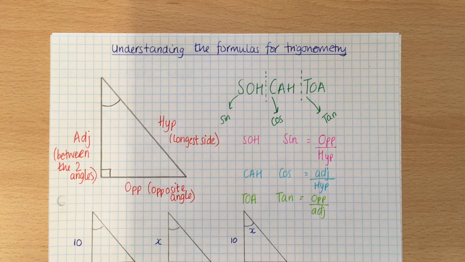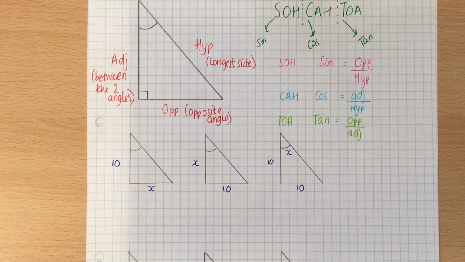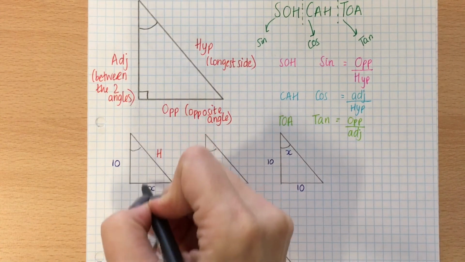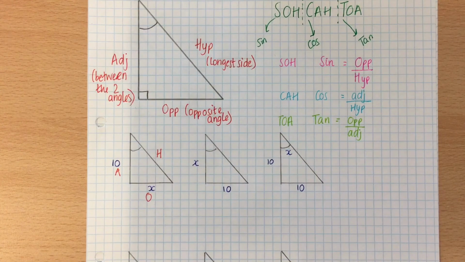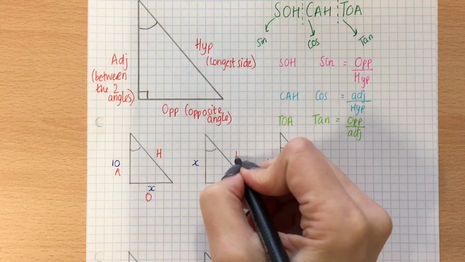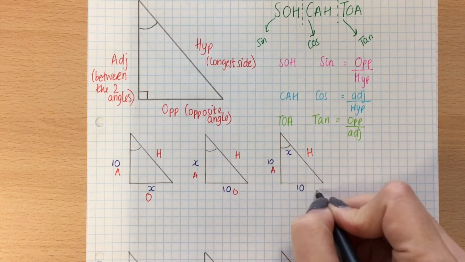Okay, so here's the first three that we're going to look at. The first thing that you have to do is label your sides with O, A and H. Remember, H is the longest, O is opposite, and A is in between the right angle and the other angle. So I'll label all three of these. They're all the same. So H, A and O, H, A and O.